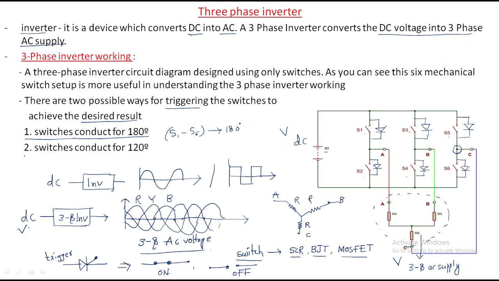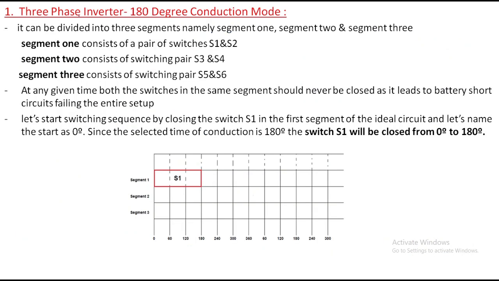In the second mode, the switches conduct for 120 degrees. If these S1 to S6 switches are conducting in the 120 degrees mode, then the operation will be different. 180 degrees operation and 120 degrees operation are different. Okay. The first method is the three-phase inverter 180 degree conduction mode. If each and every switch conducts 180 degrees, the operation will be discussed in this topic.